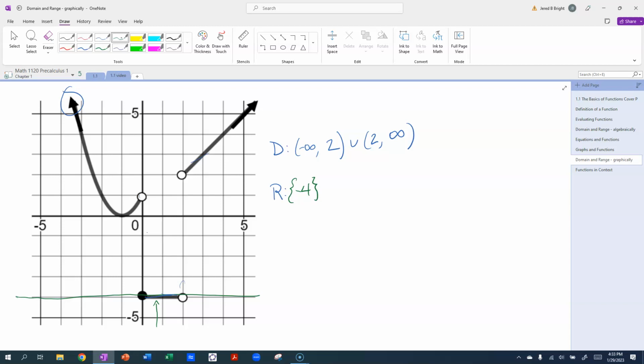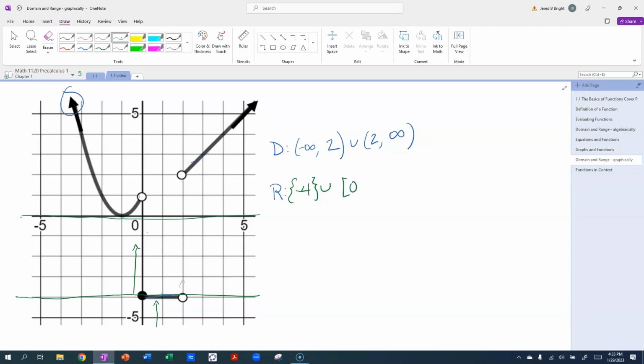So I have the y value of 4. I don't have anything around it, so I can't use parentheses or brackets. I can't use an interval. But I have more y values, so after 4, I would continue on. So I have to union this with, and then the next y value I would have would be at 0.